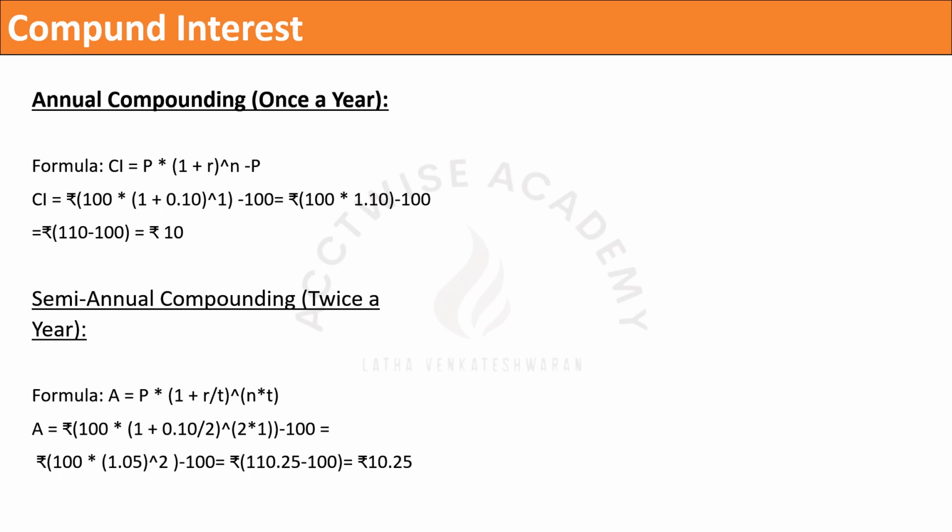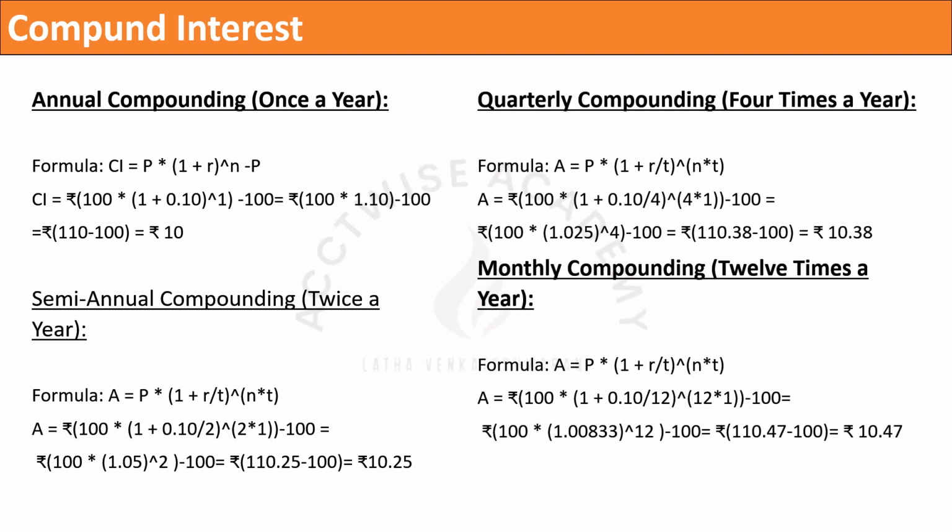Let us see how the compound interest amount changes when it is charged annually, that is once a year, semi-annually, that is twice a year, quarterly, that is 4 times a year, and monthly, that is 12 times a year. So it is annual compounding, semi-annual or half-yearly compounding, quarterly compounding, or monthly compounding.